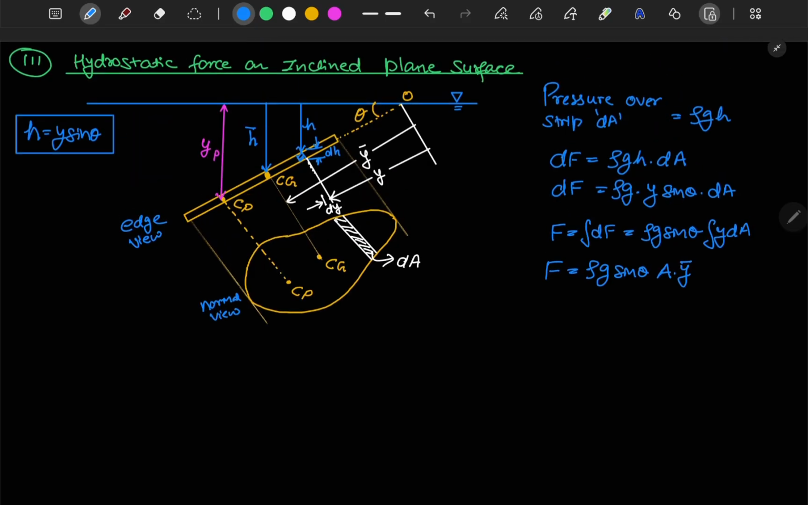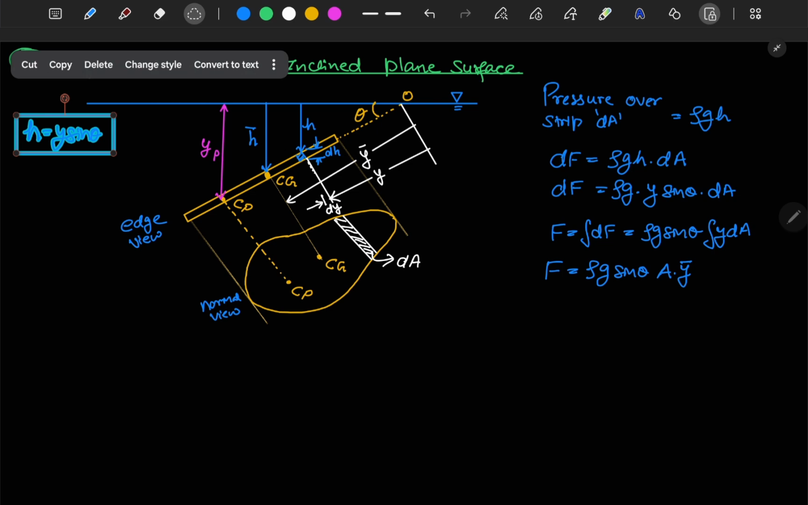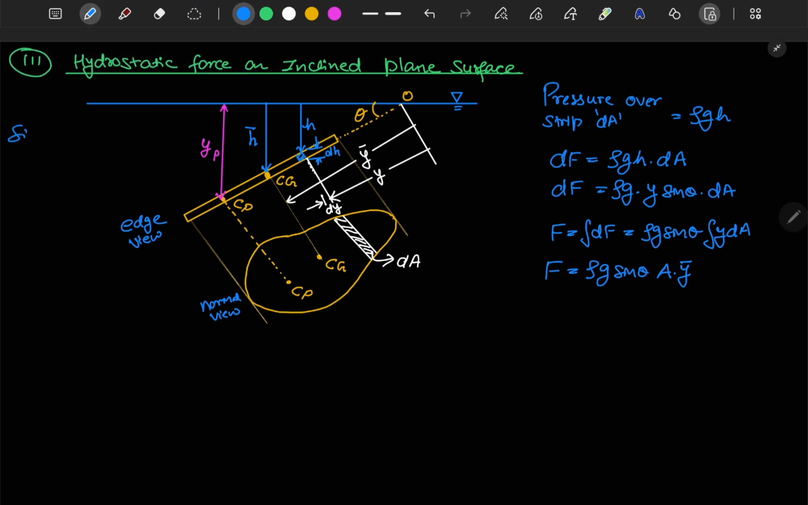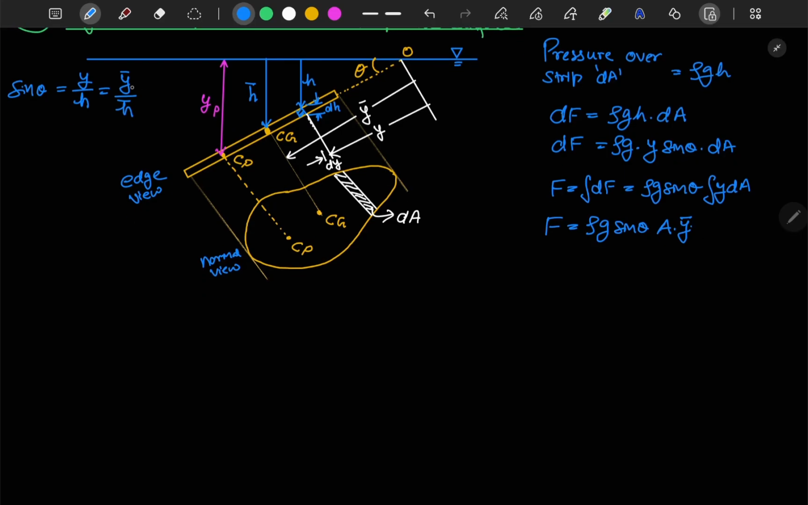Or instead of this, let me write something like this. I can write h by y is equal to h bar by y bar. Okay, sorry, I had written it the opposite way. So this is h by y, perpendicular upon hypotenuse, is equal to h bar upon y bar.